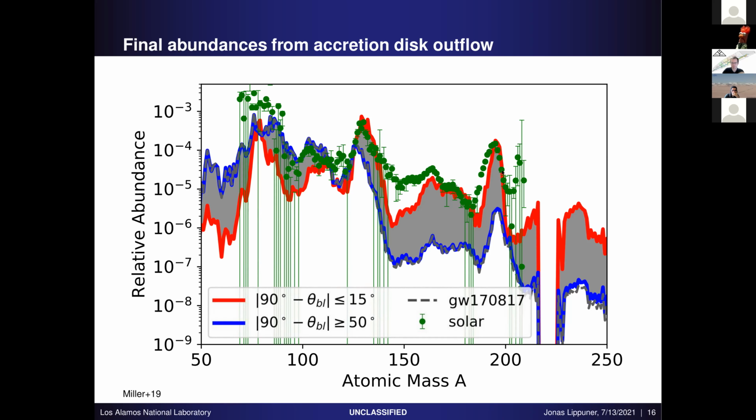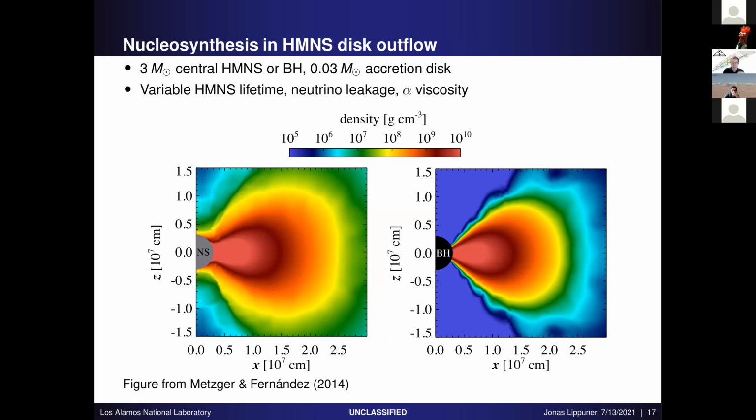And you can see a pretty marked difference between reaching the third peak, which we don't really reach in the polar region. So it's just less neutron rich there, but we do in the equatorial region. And then here is, very briefly, another study where I, together with some collaborators, looked at nucleosynthesis in a disk around a hypermassive neutron star, depending on how long the hypermassive neutron star survives. I'm going to skip this slide in the interest of time.